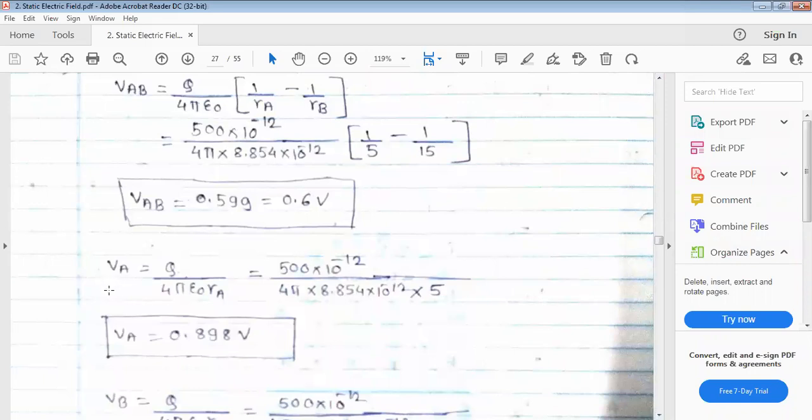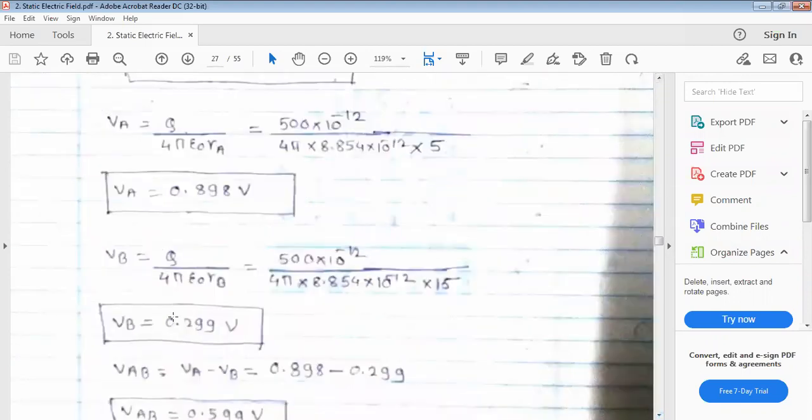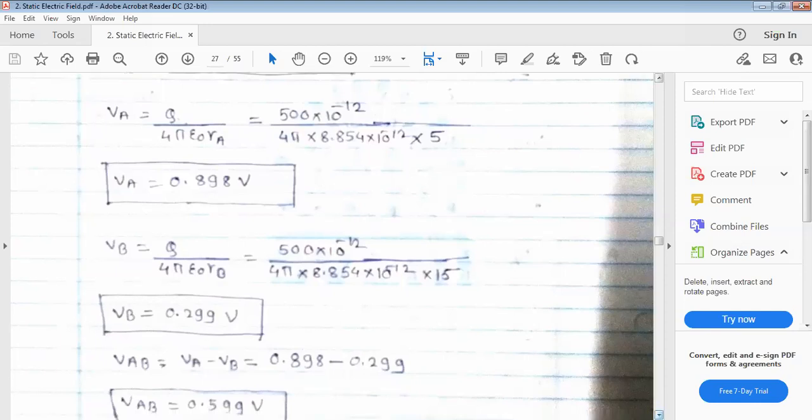So for VA, the formula will be Q upon 4 pi epsilon 0 RA. Same formula: 500 into 10 raised to minus 12 divided by 4 pi epsilon 0, and RA is 5 meter. So find VA. Similarly find VB, which is equal to Q upon 4 pi epsilon 0 RB. So put RB equal to 15 meter.